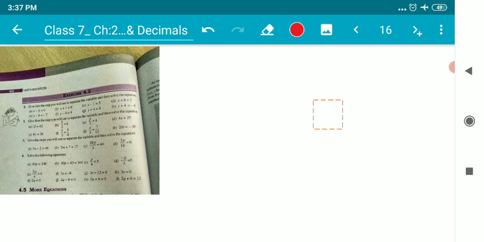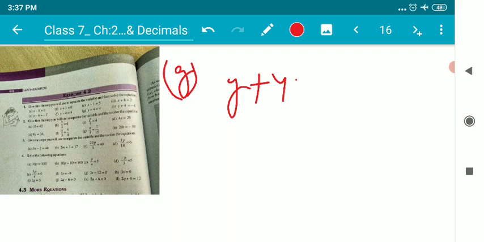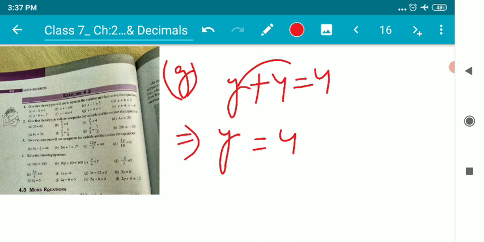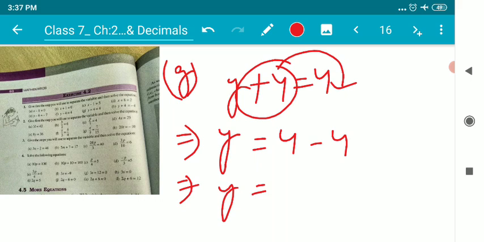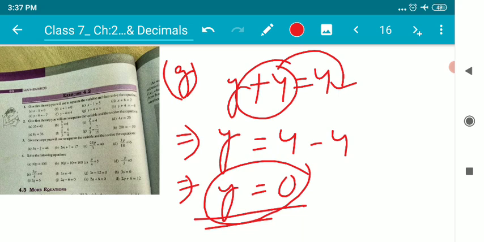Number G is about, let me copy the question, y plus 4 is equal to 4. Need not be worried. Seeing the equation, just simply keep y on the left hand side, equal to 4 over here, and plus 4 will be transposed to the right hand side, and that is going to be minus 4. So here it will be y is equal to 4 minus 4, resulting in 0. So the value of y is equal to 0. 4 minus 4 will be 0.